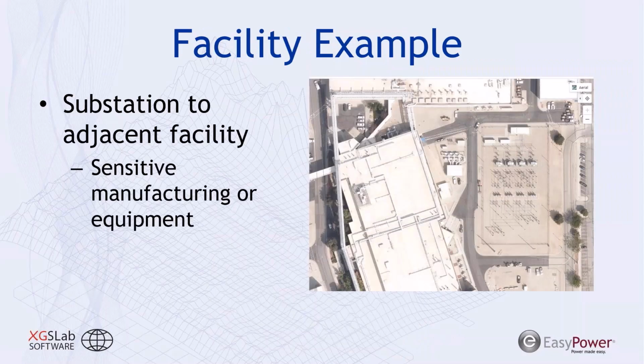And another example is just a substation next to a facility. Here we could have personnel safety hazards, meaning any metallic objects within this facility could be energized during a fault due to those transfer voltages. And we can also cause damage to the equipment within that facility, especially if it has sensitive manufacturing equipment. So all of these things for transfer voltages we want to try to avoid.